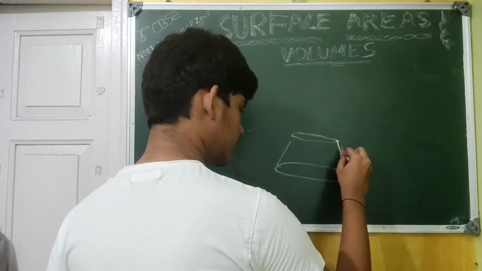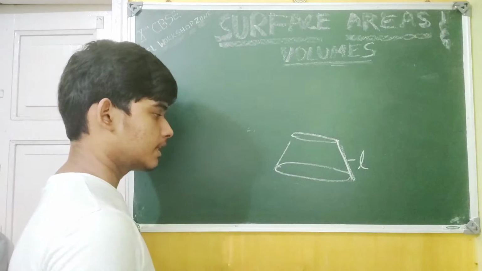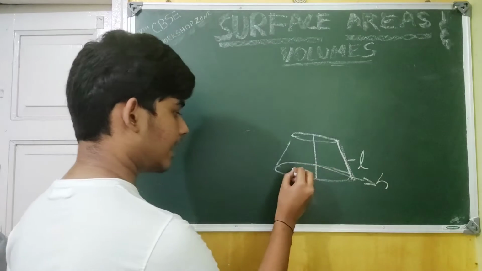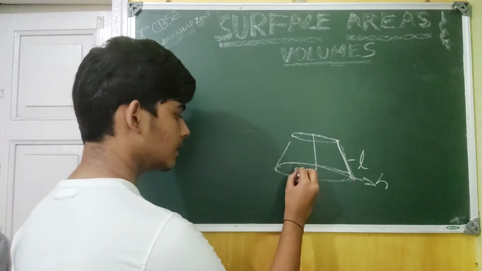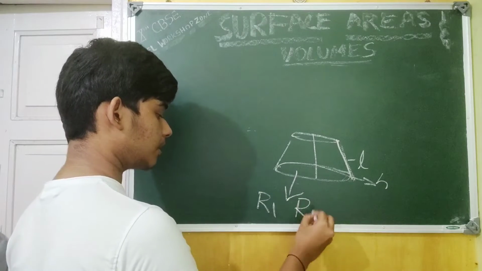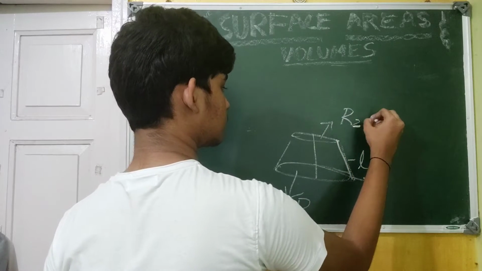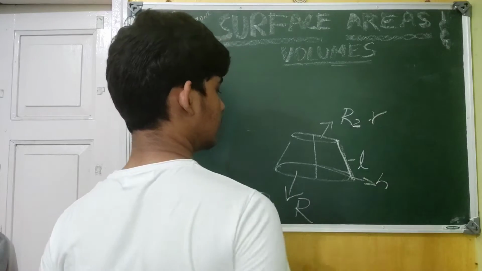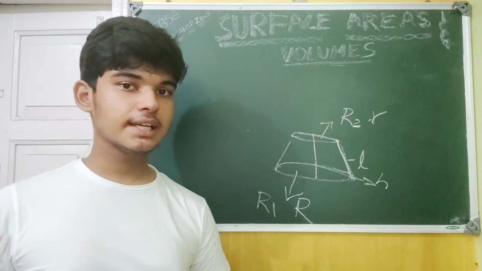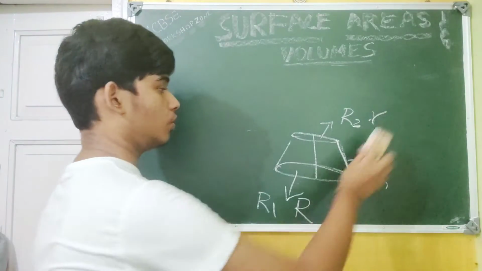So this obviously is the slant height, or we also call it with the letter L. And this is obviously the height. And since this is a circular base, this one we can write as R1, or we'll call it as capital R. And the upper circular base we'll call it as R2 or small r. So now that we have understood the measurements, let's use the formulas to find out the surface area and volume of frustum.